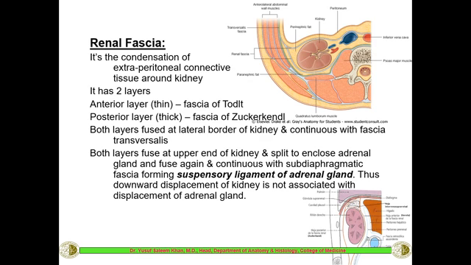This upper end, which goes and gets inserted into the dome of the diaphragm, is called the suspensory ligament of the adrenal gland. It is called this because it suspends both the kidney as well as the suprarenal gland, especially the suprarenal gland, because, if you can see here, it totally covers the suprarenal gland and holds it at the upper end.